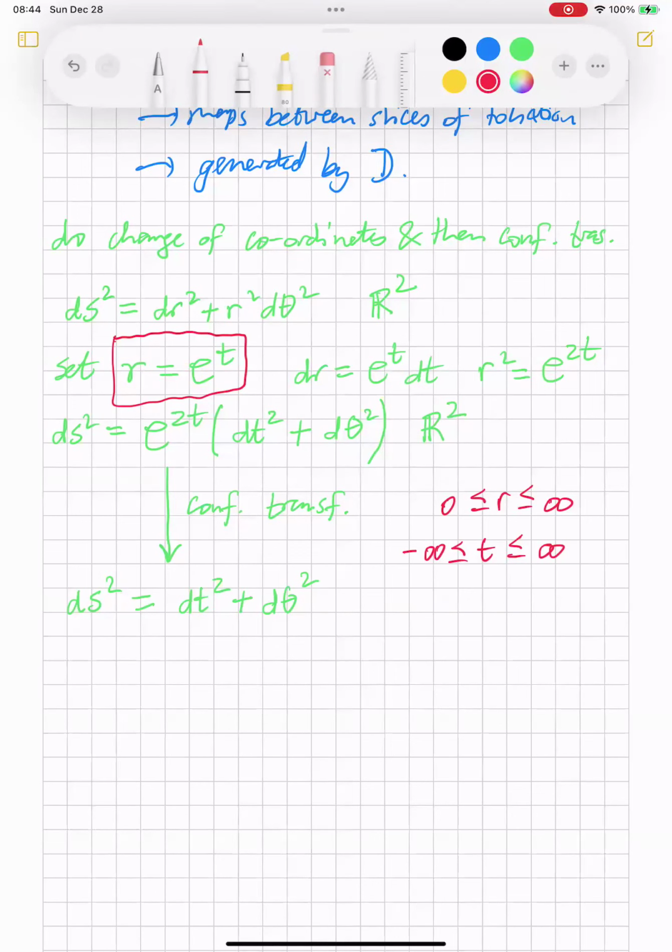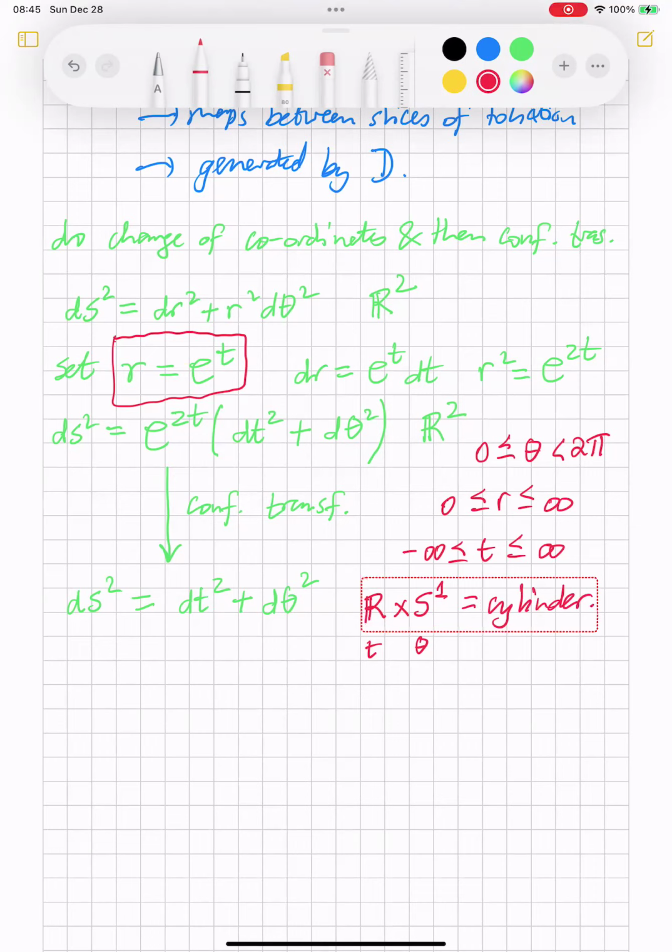And we also know, because we know all about angles, that theta lies between 0 and 2 pi. So if we look at this metric that we've got after doing the conformal transformation, as far as t goes, we've just got the real line. So this is for t, okay? And then as far as theta goes, we've got a circle, S1. That's for the theta coordinate. So now we're on the space R times S1. What is R times S1? That is the cylinder. So we've mapped from our plane to the cylinder.